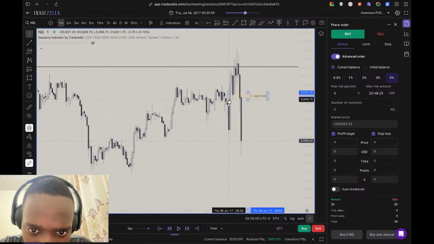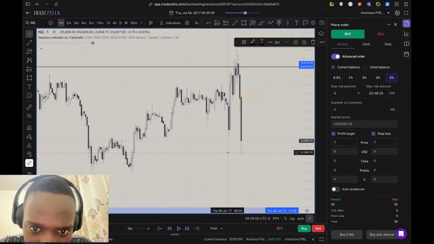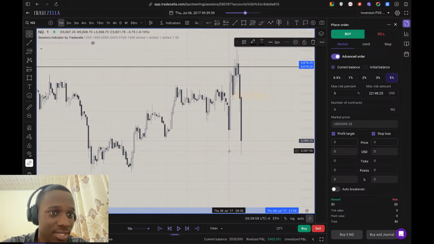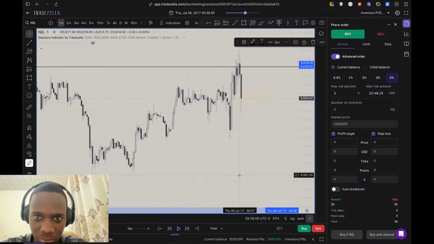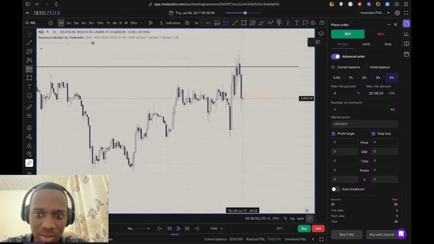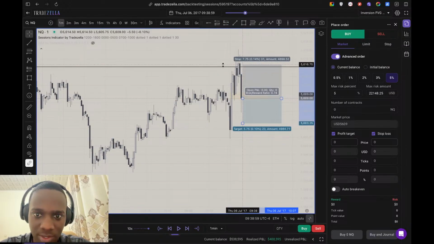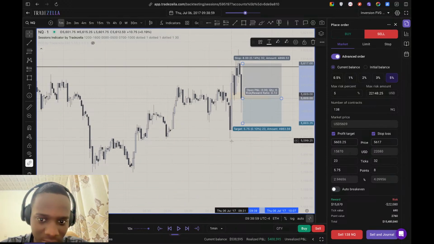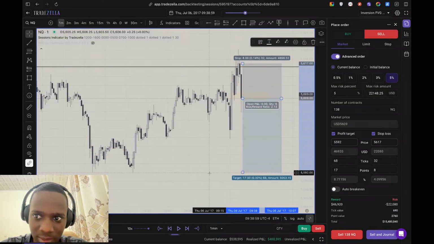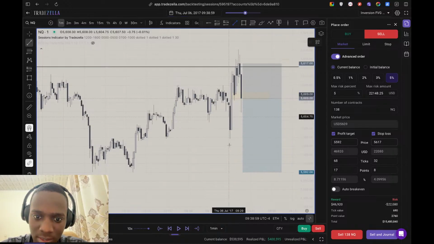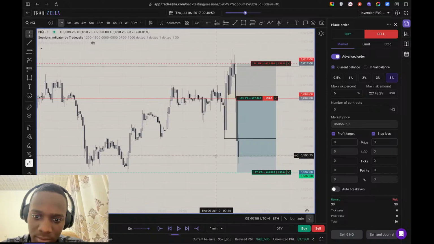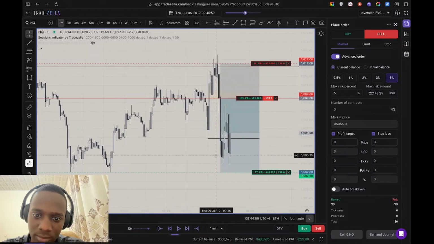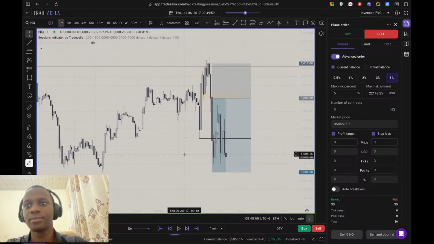But was this actually inverse? Like the high here is 5608. The close here is 5609. So yeah, actually it will be an inverse. So shorts will be in here. Stop around here. Take profit at these relatively equal lows, like right here. Bang.